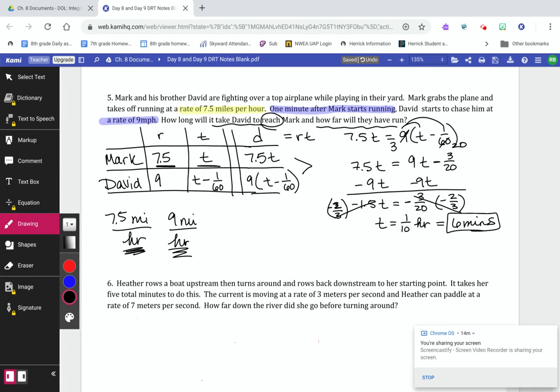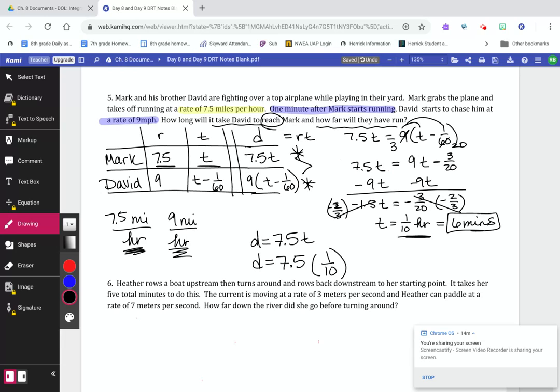And then how far will they have run? Well, distance, we can plug the 6 minutes, but we want to look at it as the hour rate, back into either of these D's. I think the top one is a little bit more simple. So we'll do D equals 7.5 times time. So D is equal to 7.5. And since our time unit is hours, let's use 1/10 of an hour.